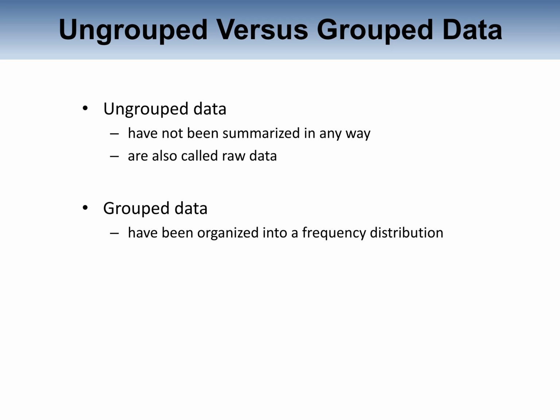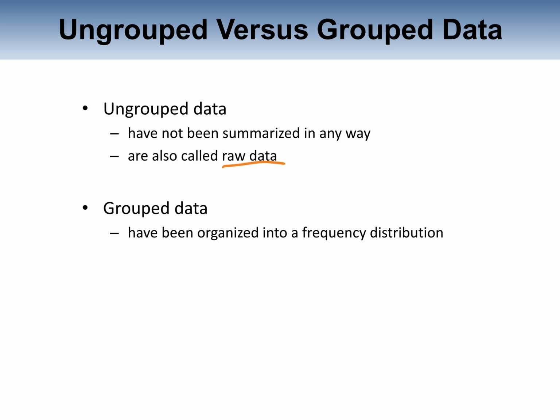So categorical versus quantitative. And if the data has not been summarized, we usually refer to that as the raw data. So the original data or the raw data. And if we have organized the data, we call that grouped data, and particularly if it's been organized into a frequency distribution.